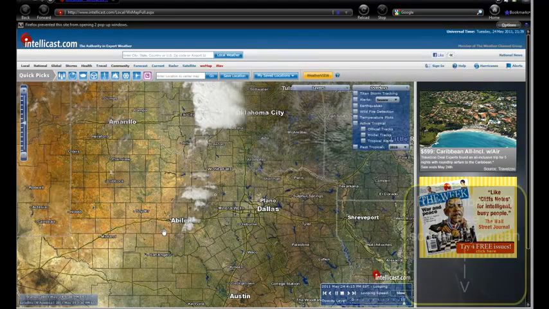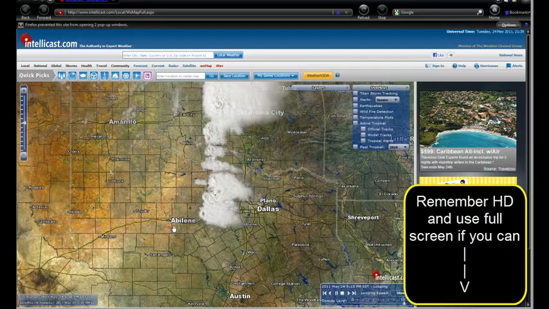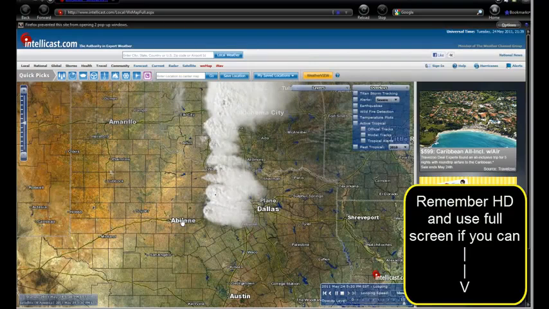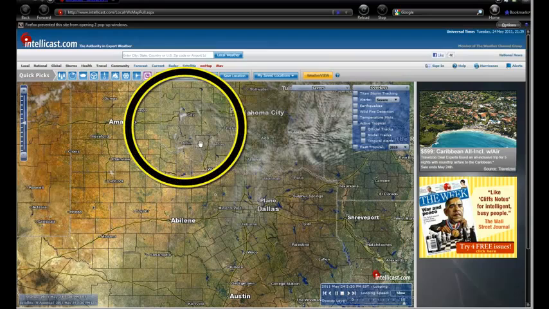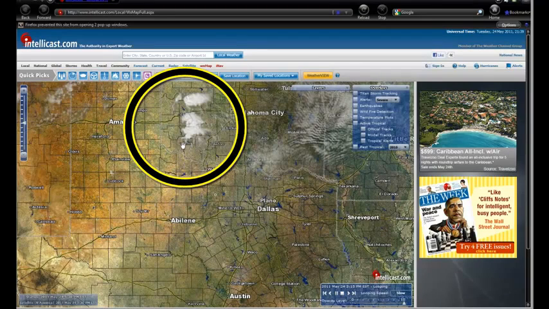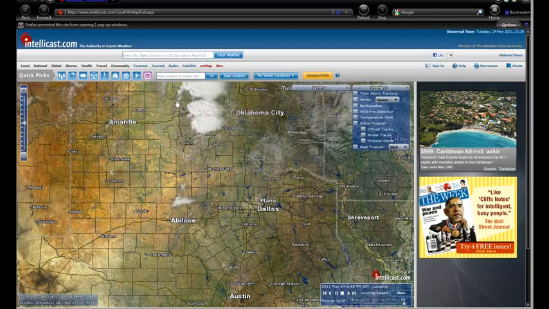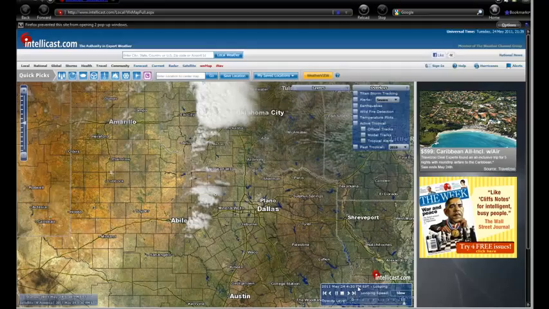Okay guys, this is over by Abilene, Texas, and here's an example of what I was talking about. First, if you go up here near Oklahoma where the tornado's at, you can see that it streams out. You can see up here that it's streaming out. Okay? Each frame is 15 minutes.